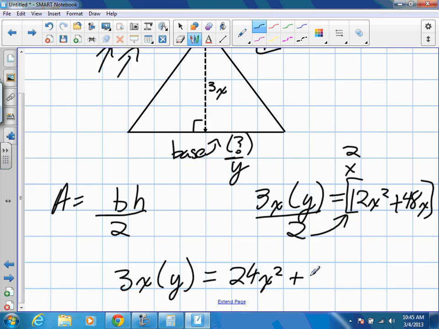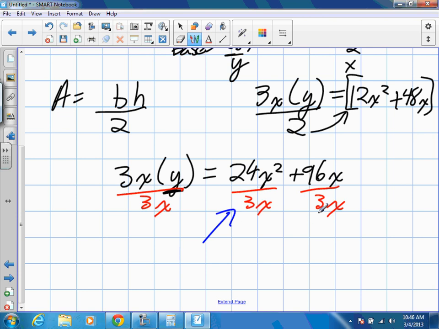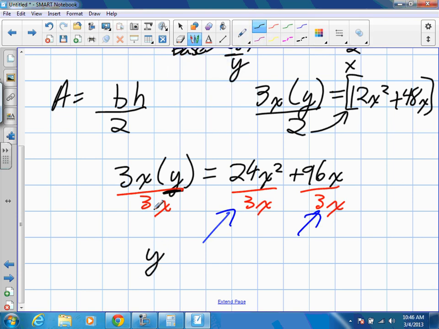We're still looking for our y value, so I want to get y by itself. I'm going to divide every side of the equation by 3x. This is very close to common factoring. We're dividing both of these by a coefficient and a variable. So our base, which we've called y here, will be equal to what? What's 24 divided by 3? 8. Yep. x squared divided by x? x. 96 divided by 3? 32. So it's 8x plus 32, and this is our base.